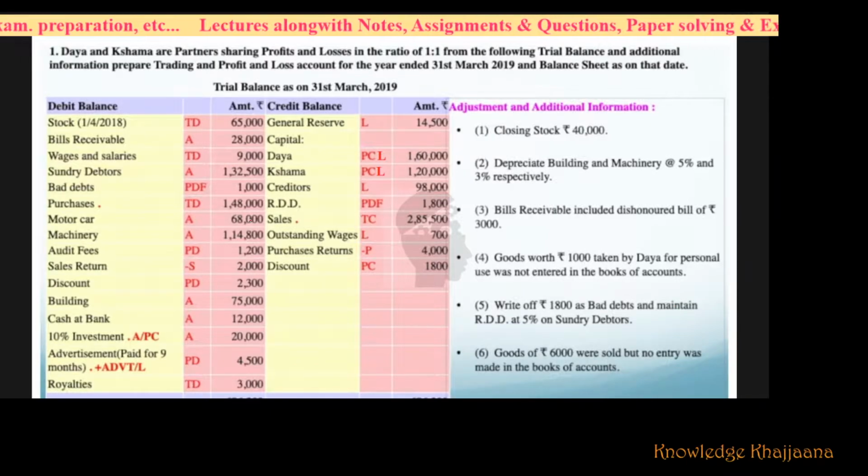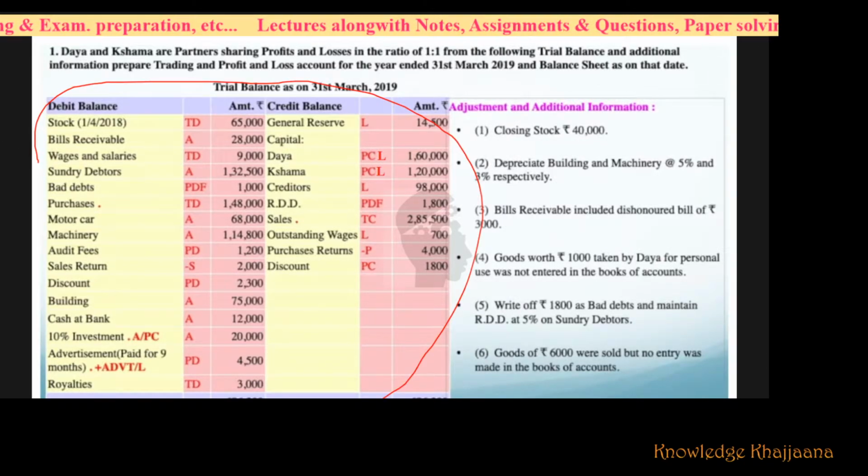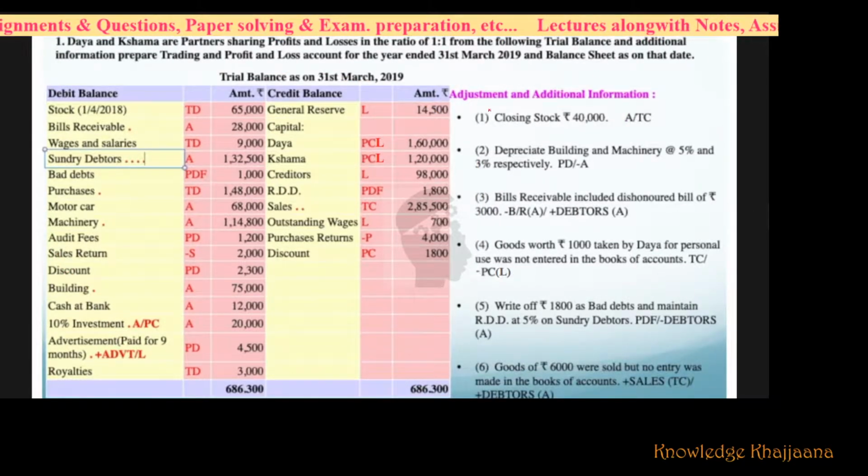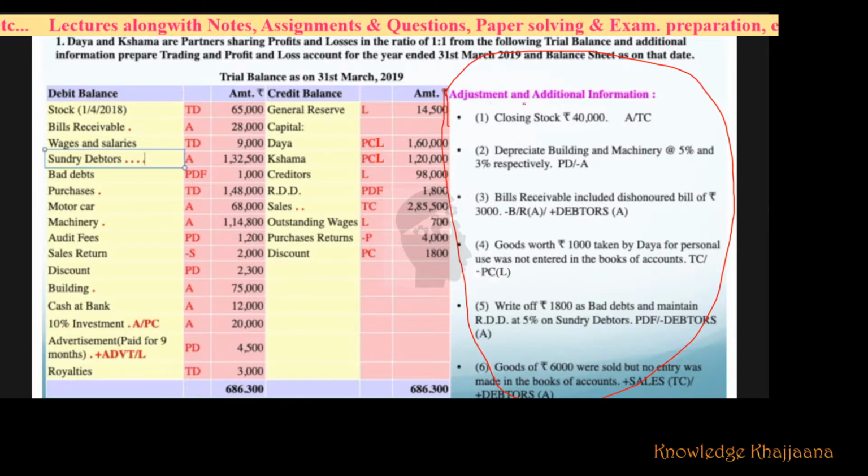We have already learned how to note down the items. This noting down is for trial balance items, and this noting down is for trial balance as well as for adjustments. We have noted down against every adjustment also. For every adjustment there are two effects, and we have noted down both effects against each adjustment, as well as the effects against the trial balance items.